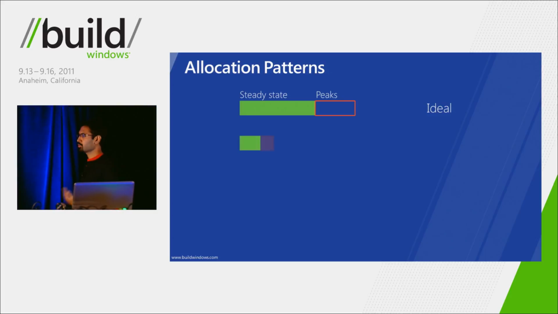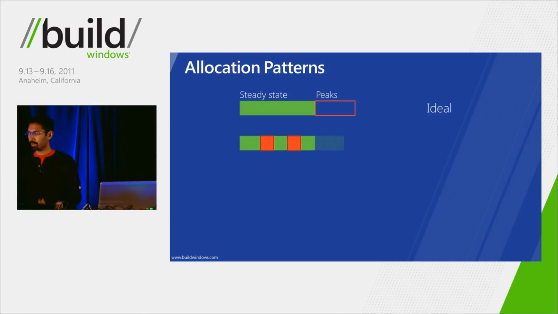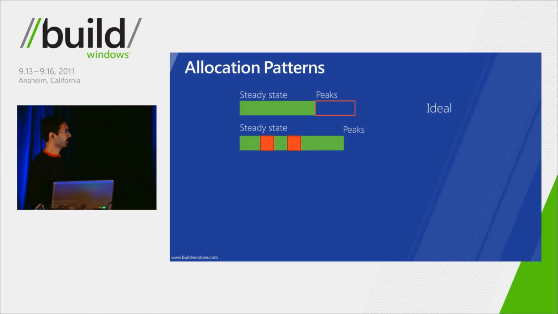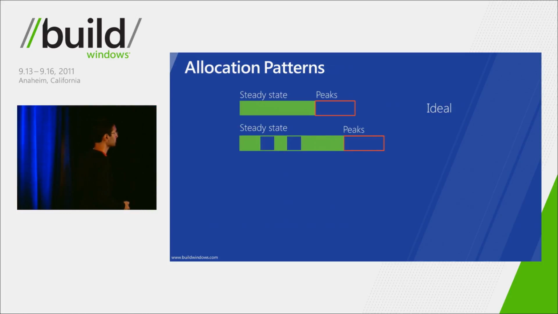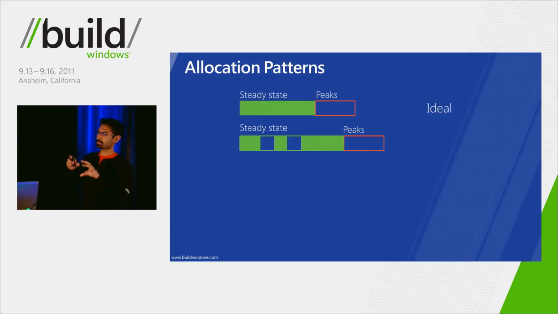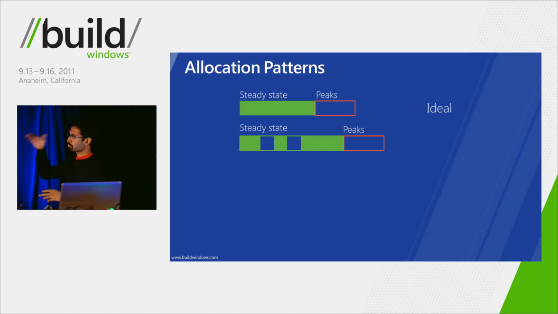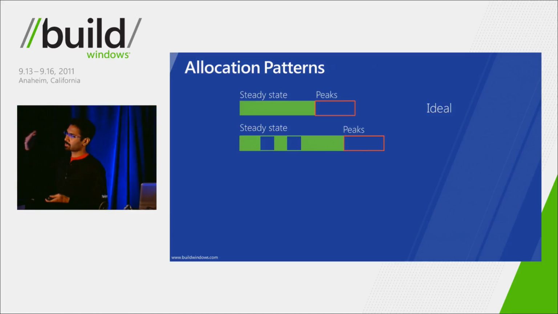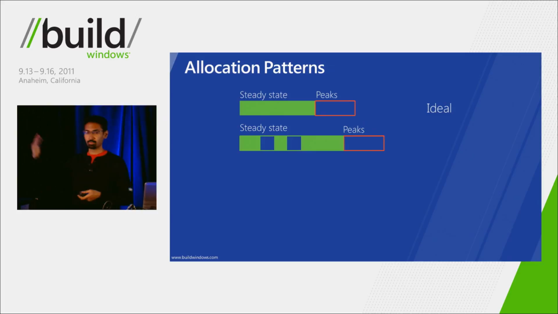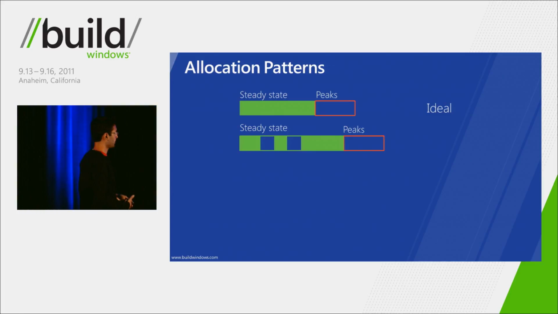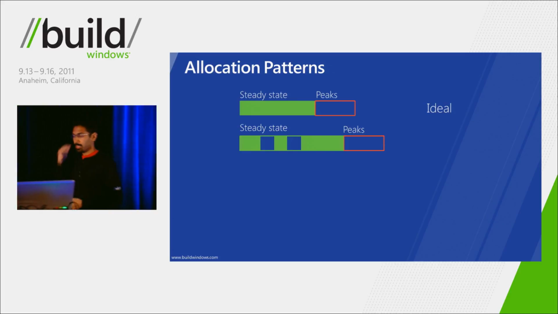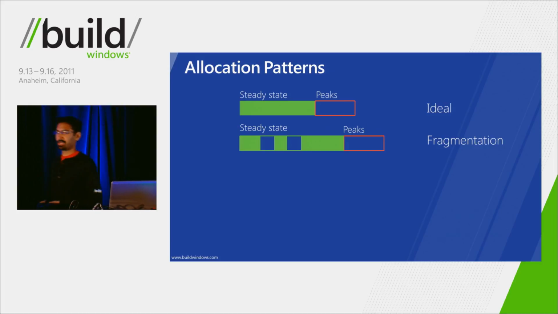Think of a case where you actually mix some of your scenario-specific allocations with your steady state allocations. Now what happens is once you free up those peak scenario-specific allocations, you're left with blocks of memory. If you look at both cases, we have the same amount of physical memory being used by the application in both cases, but not all of the memory is available as a chunk for the operating system. This is something that we've looked at a lot in Windows 8. This is what we call fragmentation.